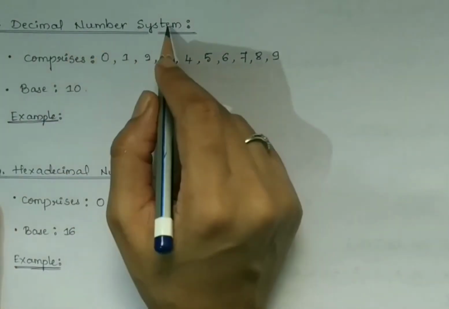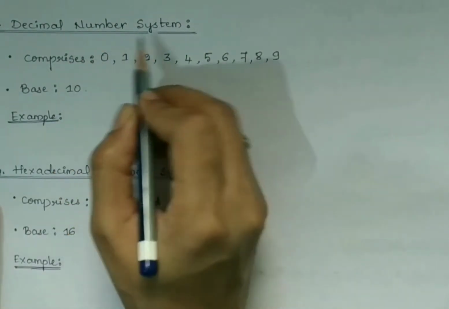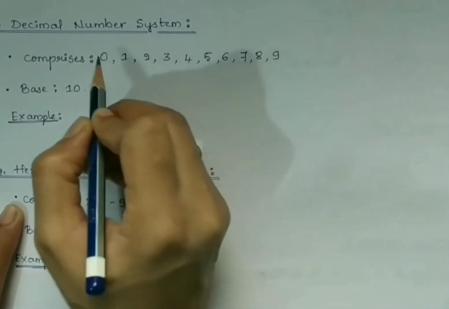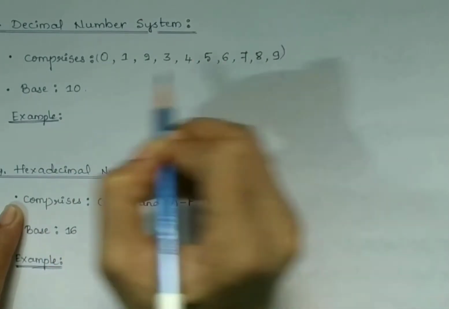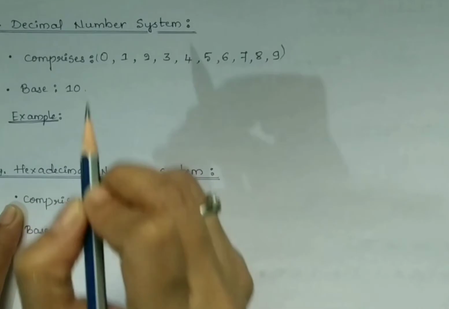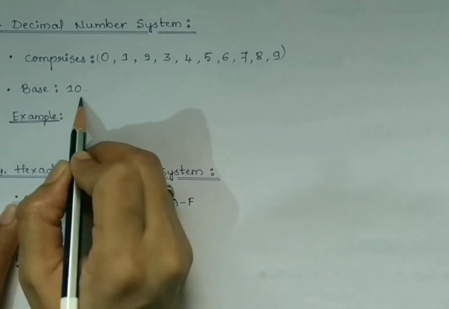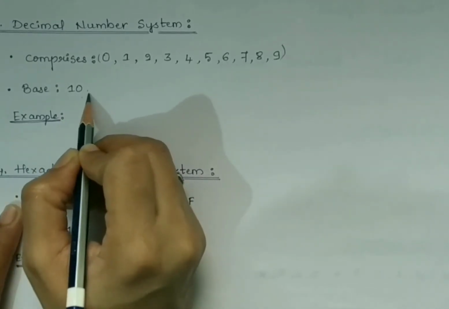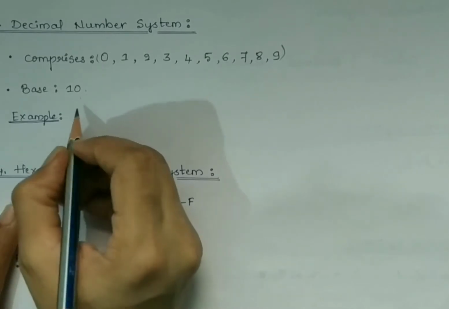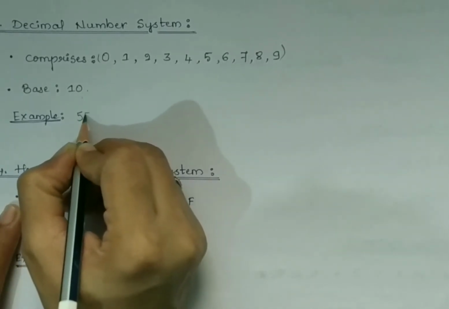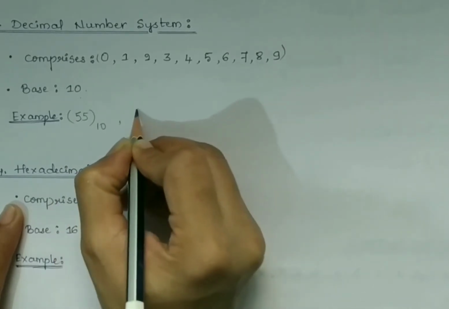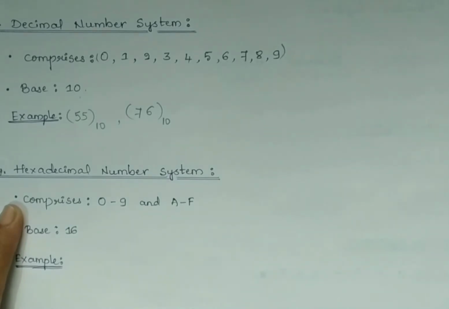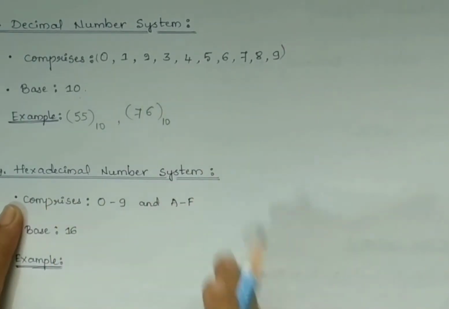Let us move to the third number system, the decimal number system. The decimal number system contains a total of 10 values or 10 digits, from 0 to 9. So its base value is 10. Decimal numbers are represented by base 10. This is an example of a decimal number. These are examples of decimal numbers.